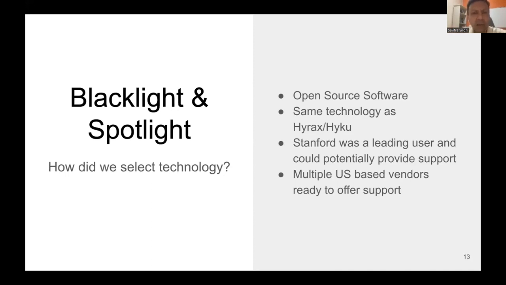So this uses something called Ruby on Rails, which is a web development framework. Ruby is a programming language, and Ruby on Rails is a framework for web development. So Blacklight and Spotlight and HYRAX or Haiku use the same technology. So we felt that one vendor, or if we build our own team, one team would be sufficient to support all these technologies. We could have gone with Viewfind, but we did not because of this reason. We wanted the same technology as some of our other products.